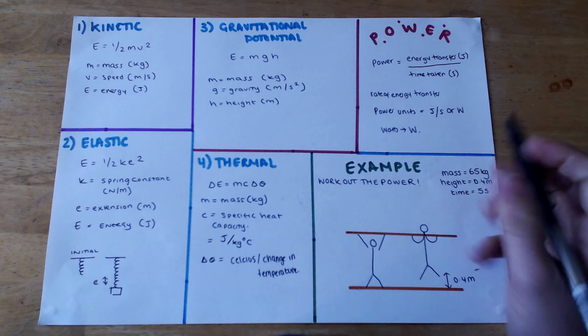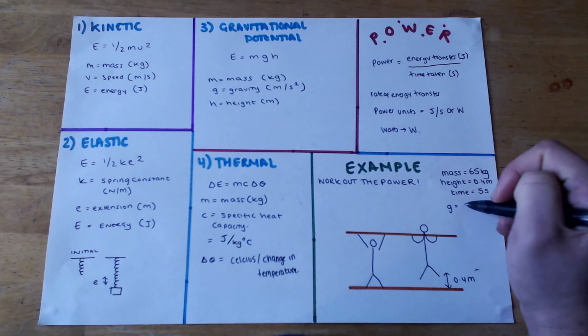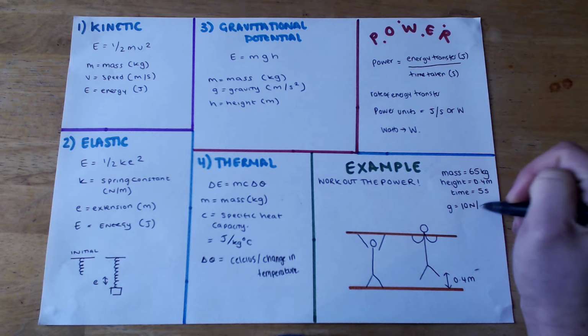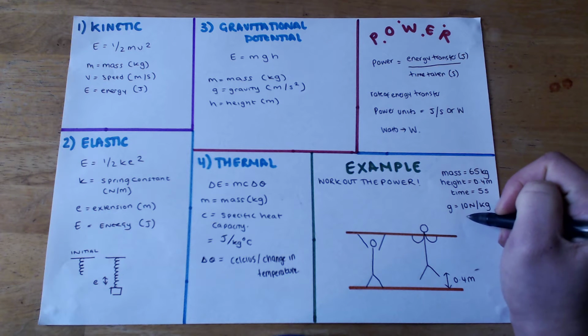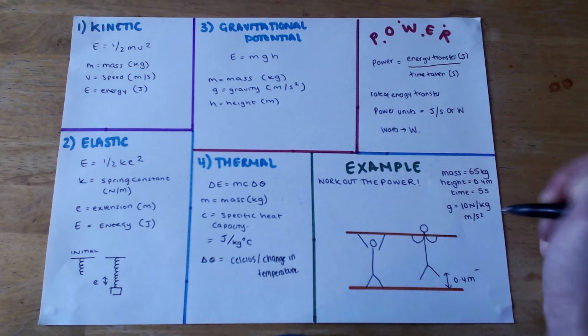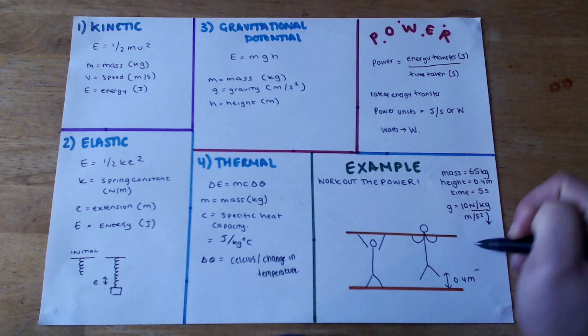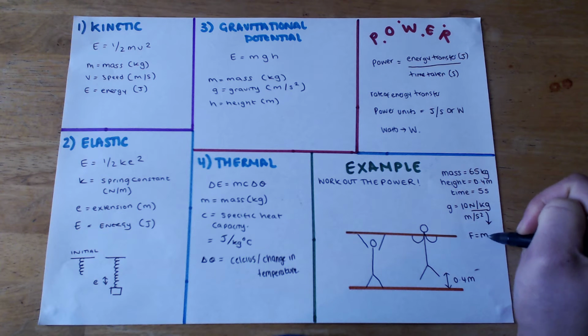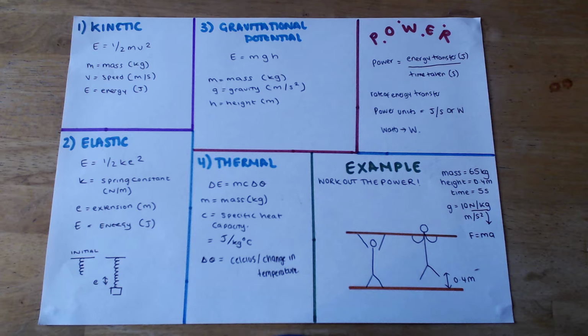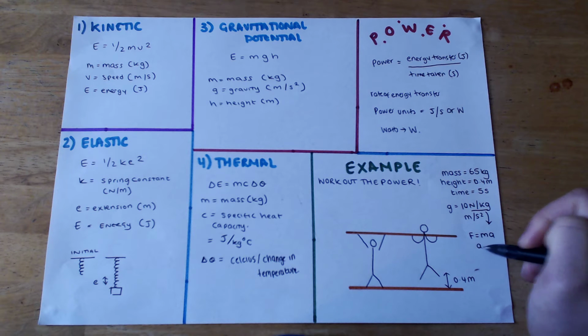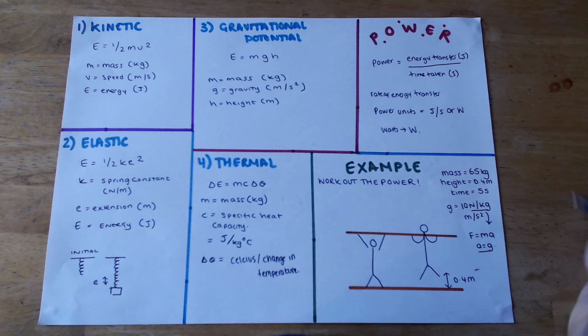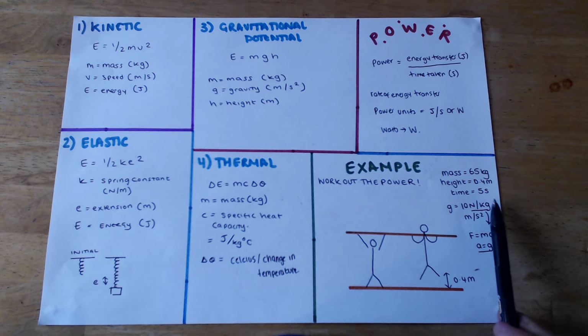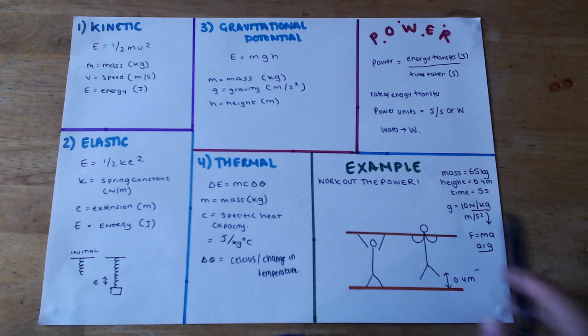Now G, we know, is commonly 10 newtons per kilogram, or meters per second squared. Now this newtons per kilogram comes from the fact that F is equal to ma, and in this case a is equal to g. Hopefully that makes sense. So you're going to have mass 65, you're going to have height 0.4, and you're going to have g 10.